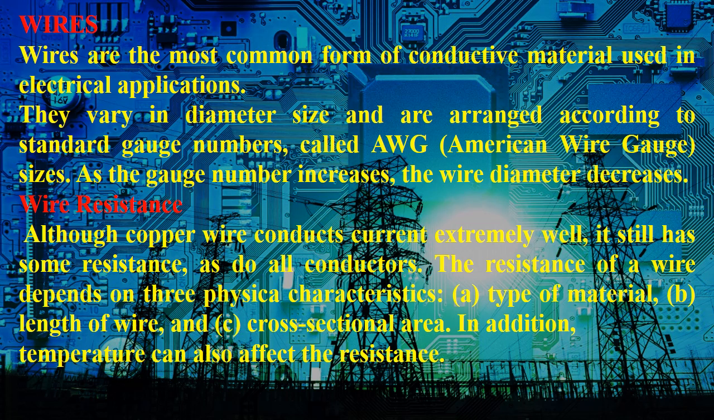That applies to any cable, cable TV or power cables or whatever it is. All of them have an AWG number. The greater the AWG number, the smaller the wire size. The smaller the AWG number, the greater the wire size.